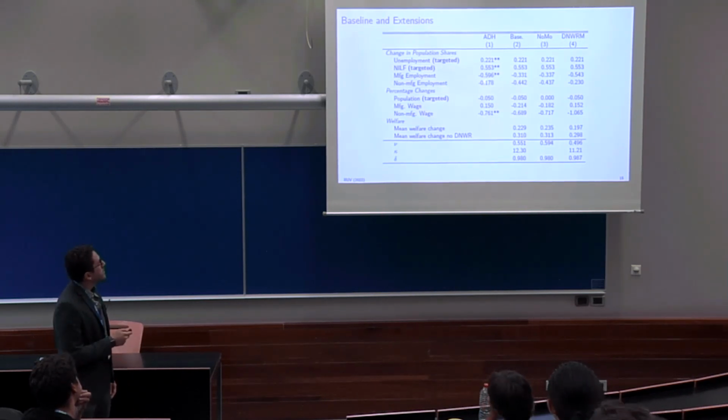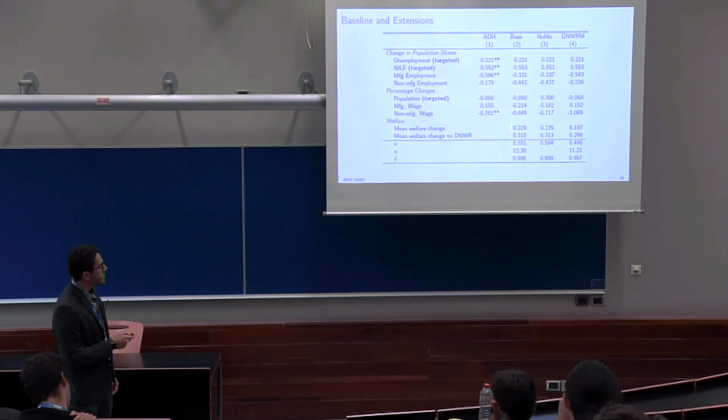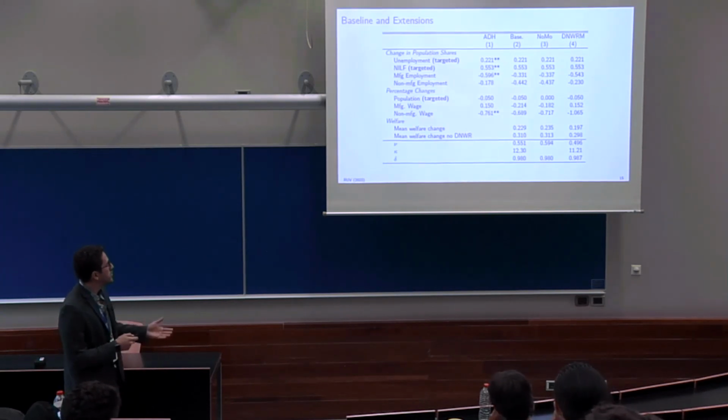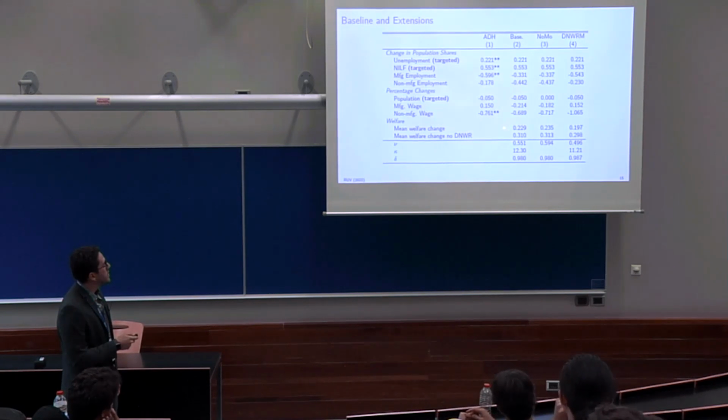We do okay, but we get a smaller fall in manufacturing employment than in ADH and a bigger fall in non-manufacturing employment than in ADH. And in wages, we do pretty well. The manufacturing wage is close to 0, and the non-manufacturing wage is higher. And then we see how higher exposure affects welfare in the case with the downward nominal wage rigidity and in the case without it.